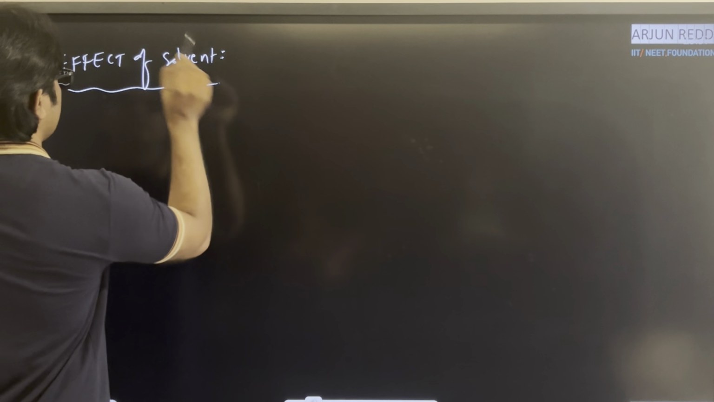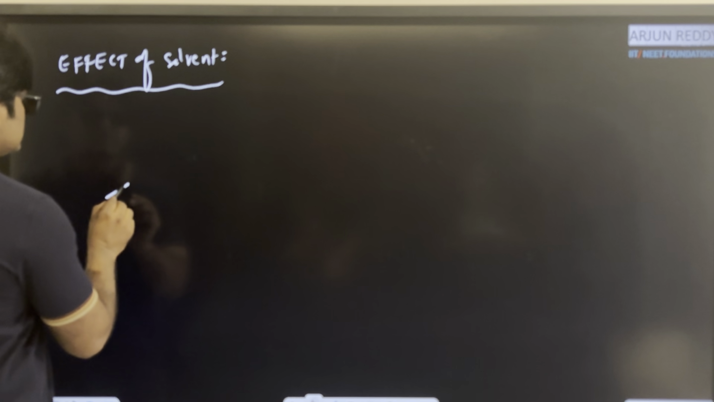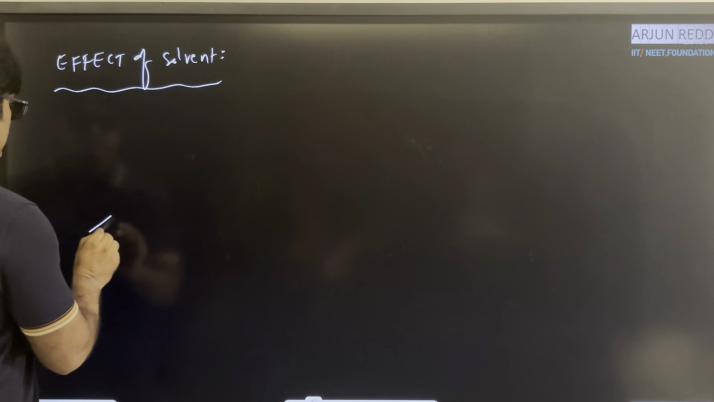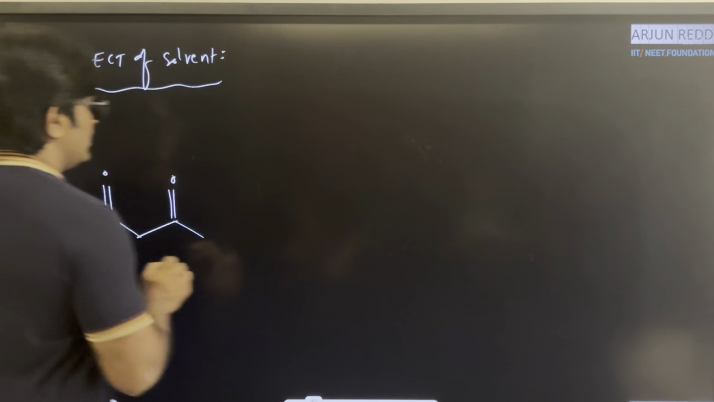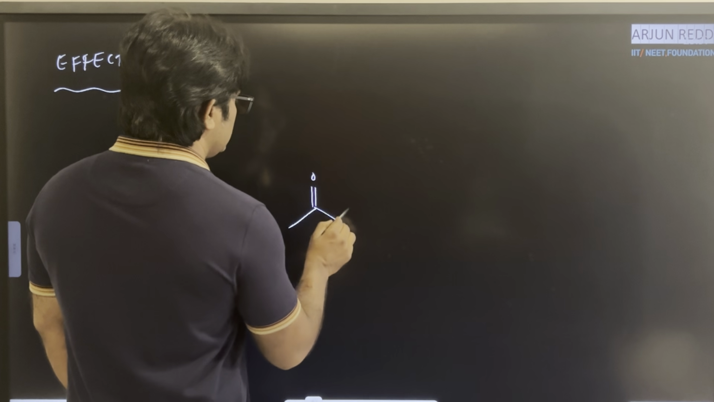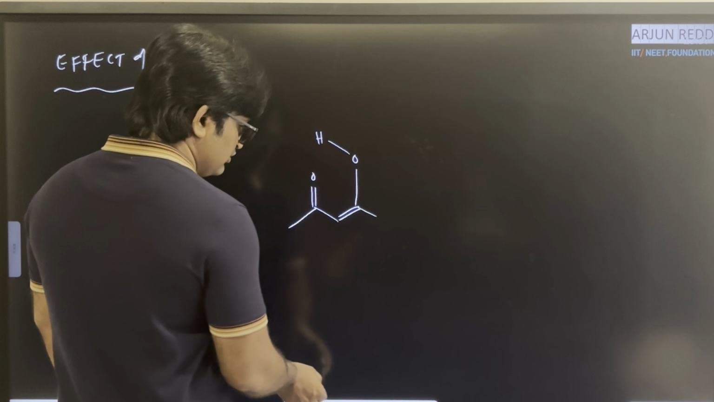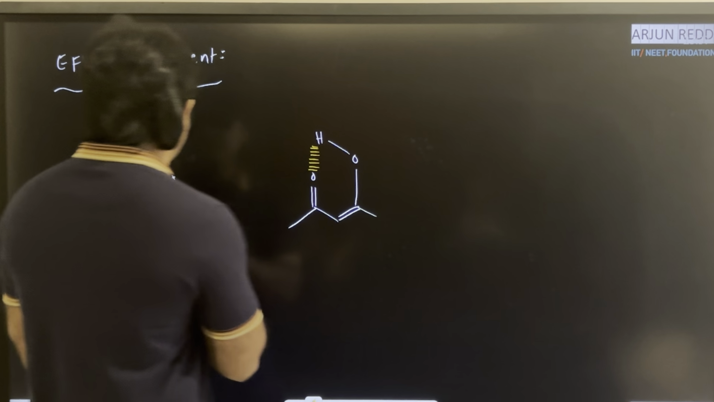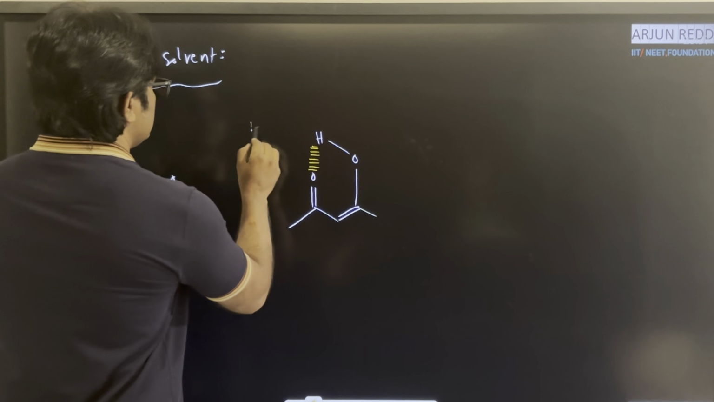Effect of solvent. In the case of the effect of solvent, again I am going to take the same 1,3 dicarbonyl compound, with double bond O, and I am taking the enol form also. Double bond O here, double bond, next O and H. Right side is the enol form, left side is the keto form.